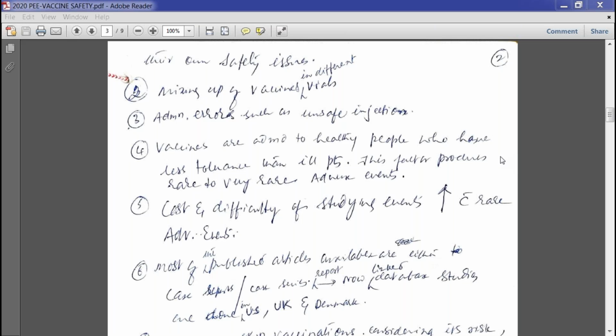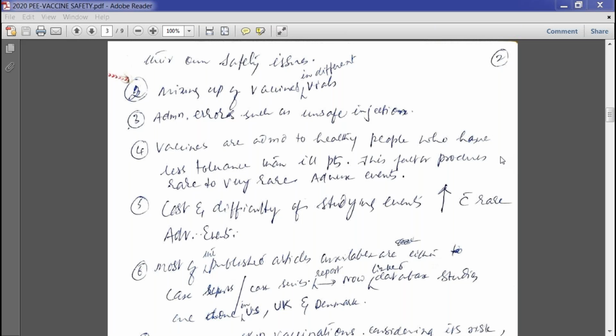Unsafe, what do you mean by unsafe injection? Not safe. I know that. Not safe is unsafe. So what do you mean by that, unsafe injection? It's given not in an appropriate dose.